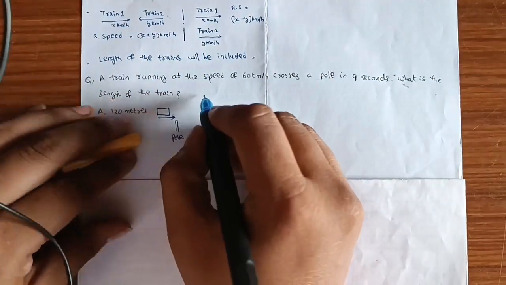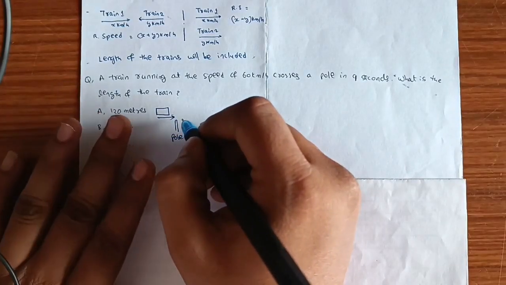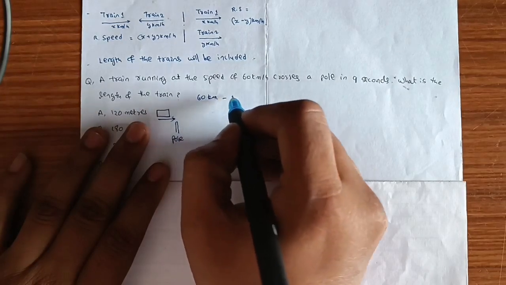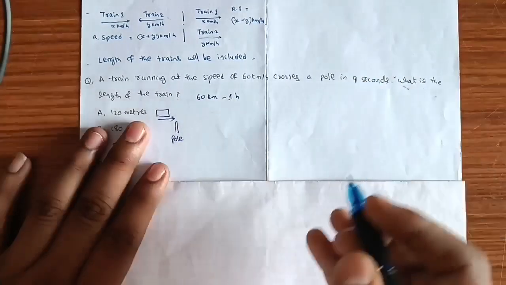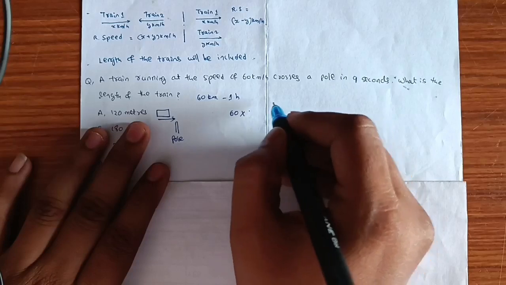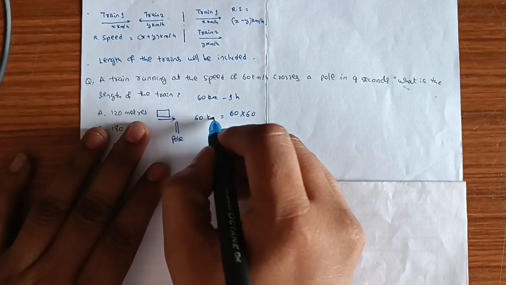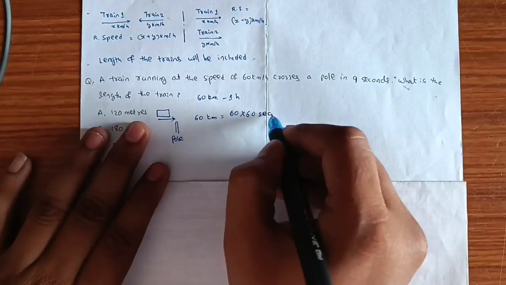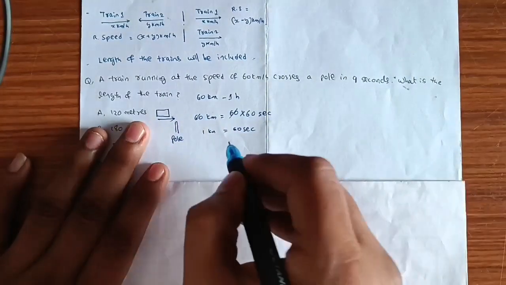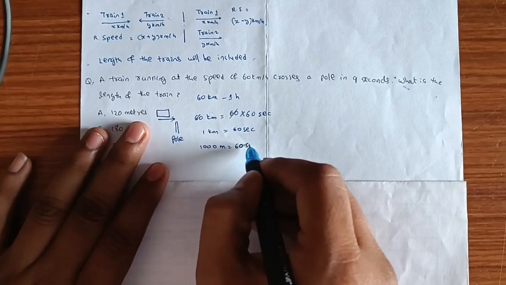So here we need to take the relative speed, where the pole is at rest with no motion, and the train is moving at 60 kilometers per hour. For 1 hour, which is 60 minutes, to convert into seconds we again multiply by 60, so 60 kilometers in 60 into 60 seconds. That means 1 kilometer, or 1000 meters, is covered in 60 seconds.